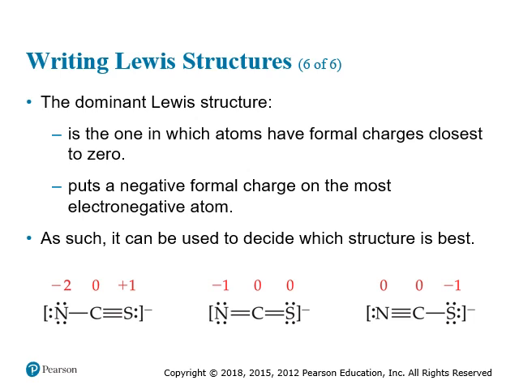Well, we're going to place the negative formal charge on the most electronegative element. And when looking at the electronegativities of nitrogen and sulfur, it becomes evident that we're going to assign the negative formal charge to the more electronegative element.